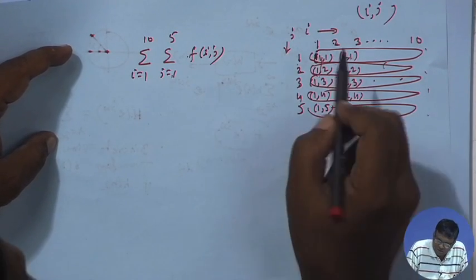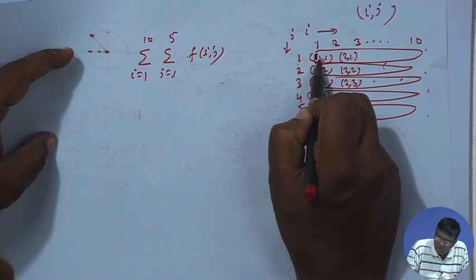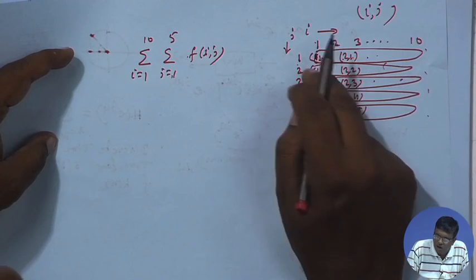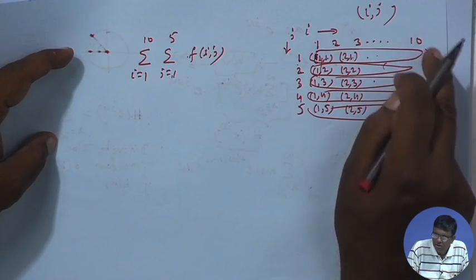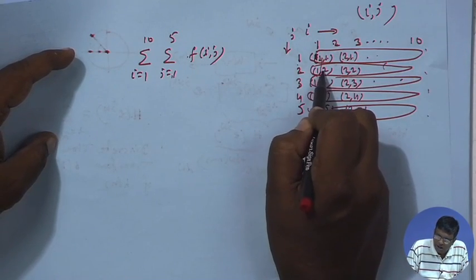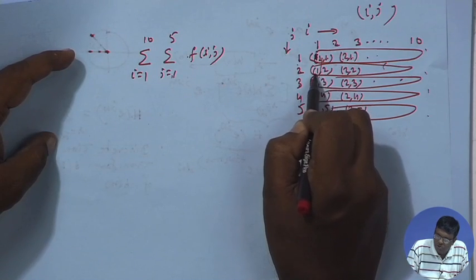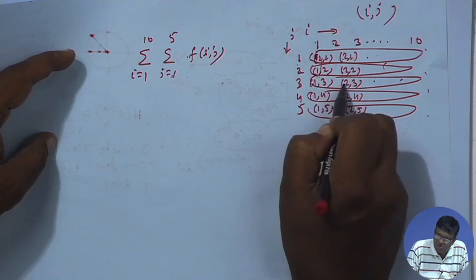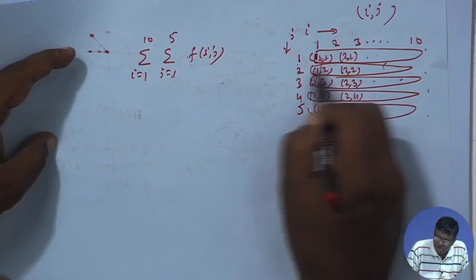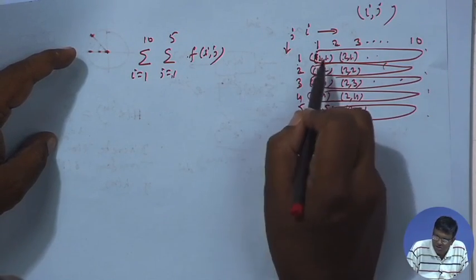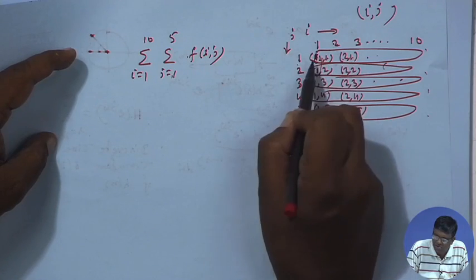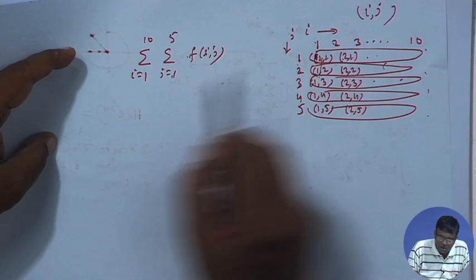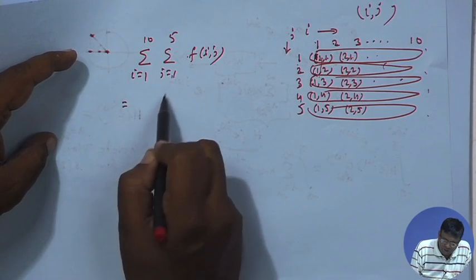That means I fix j equal to 1, and i goes 1 1, 2 1, 3 1, 4 1, up to 10 1. So, i is varying, j is fixed, I sum. Then I move j to 2, again i is varying 1, 2, 3 up to 10. Then I move j to 3, again i is varying 1, 2, 3 up to 10. So, I add this row, this row, this row. Every row means j is fixed, the second coordinate is fixed, and the first value, that is i, is moving. That is what is meant by interchanging the summation.